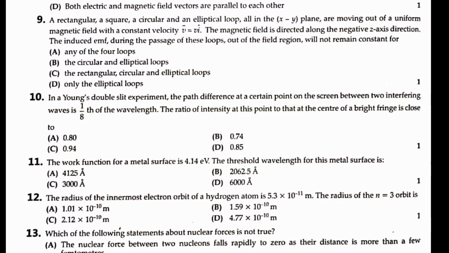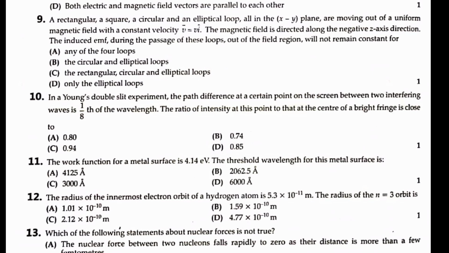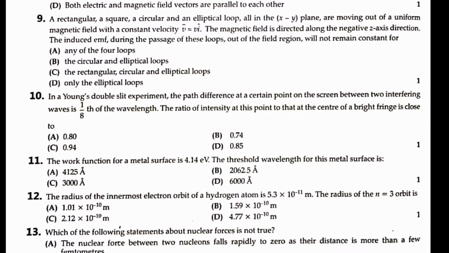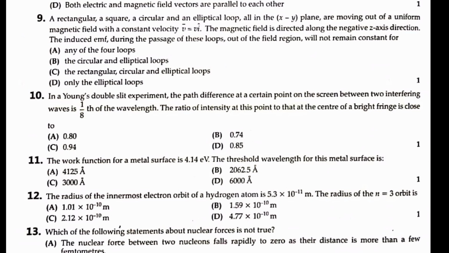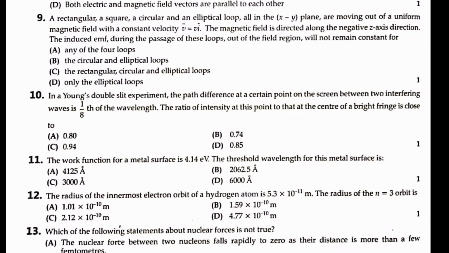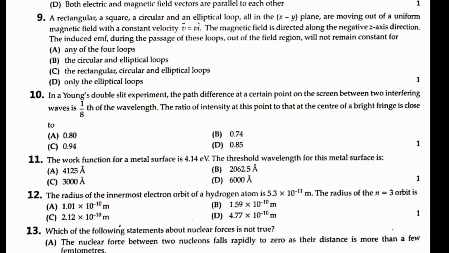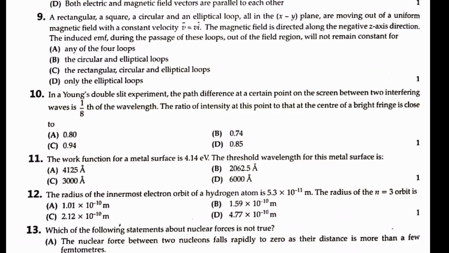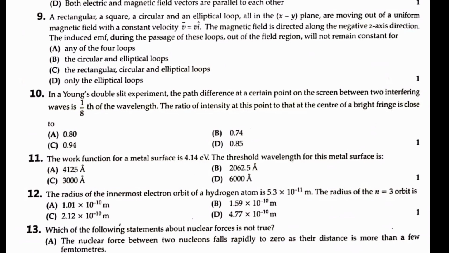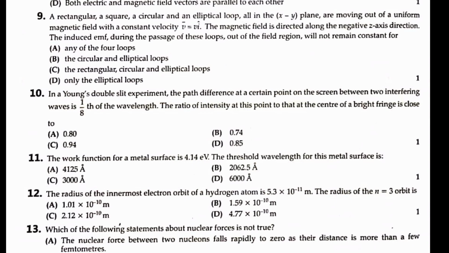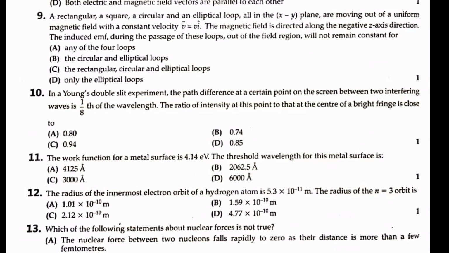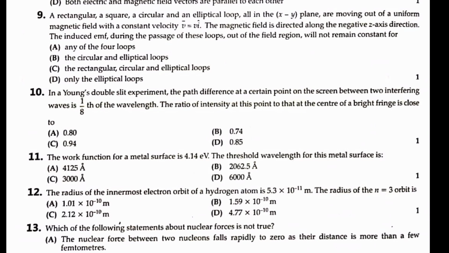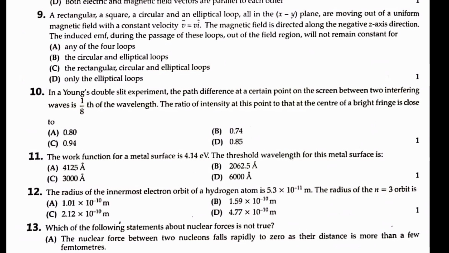So here the radius of the innermost electron orbit of the hydrogen atom is given, that is 5.3 into 10 raised to minus 11 meter. Here we have to find the radius when n is equal to 3. So we substitute the value of n: r3 is equal to n square into r1, right? So that is 3 square into r1, where r1 is 5.3 into 10 raised to minus 11 meter. If we multiply that, we get r3 as 4.77 into 10 raised to minus 10 meter. So the answer is option D.